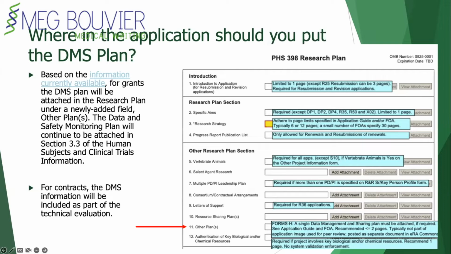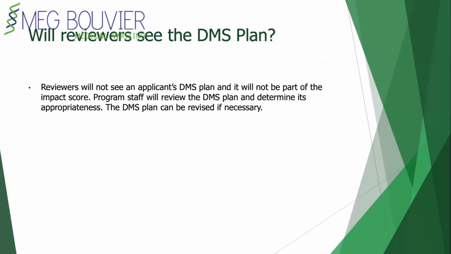The new DMS plan is going to go here under other plans, which is part of the research plan section, which is where you put your aims and so forth. The data safety and monitoring plan is still going to be attached in 3.3 of the human subjects and clinical trials information section. You can verify that with Forms H as we get closer to this January 25th requirement date. And then they did mention that if you have a contract, the DMS information would be included as part of the technical evaluation.